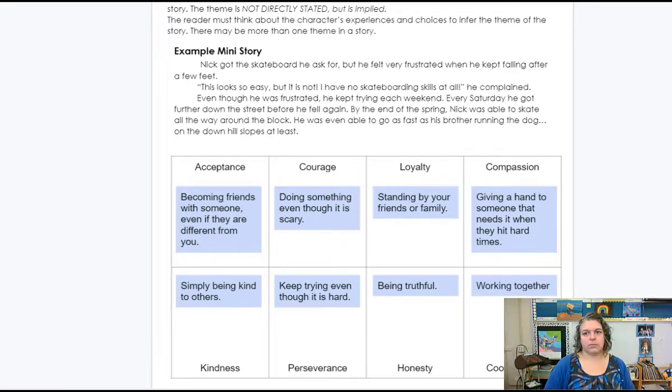Cooperation. A story that teaches the theme of cooperation shows people or animals coming and working together to make something happen. That together, often, better things will happen than when people are apart. So these are the themes. We should have all of this written down in our reading notes, and we will be talking about some of these different themes in the stories that we're reading.